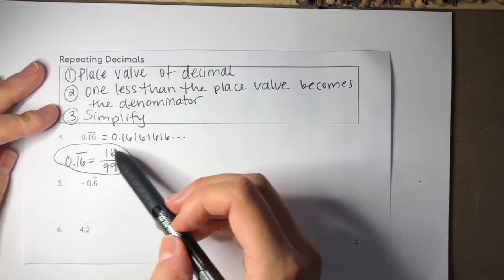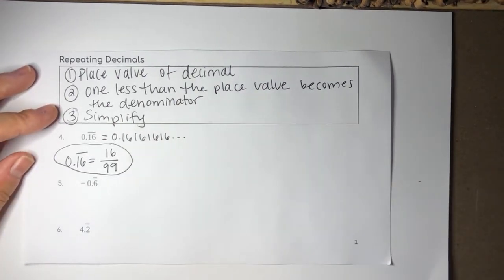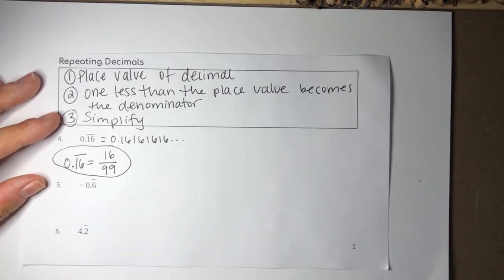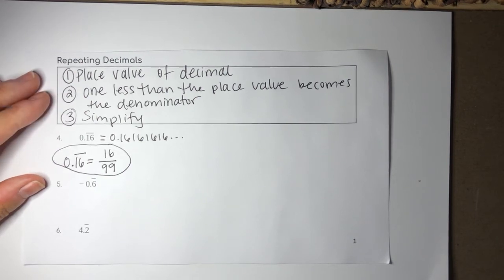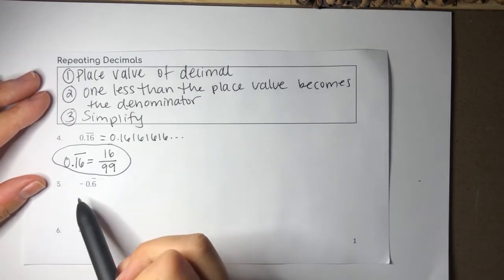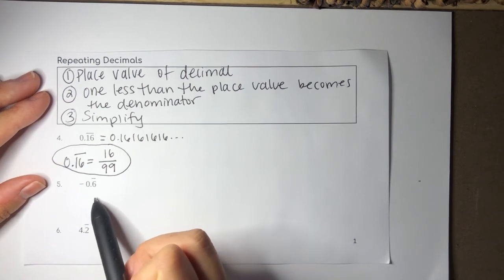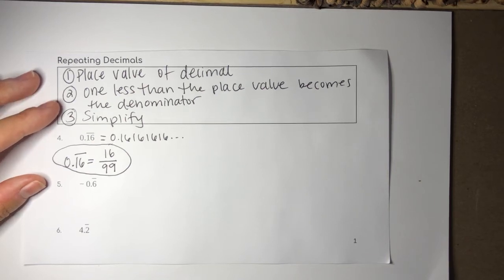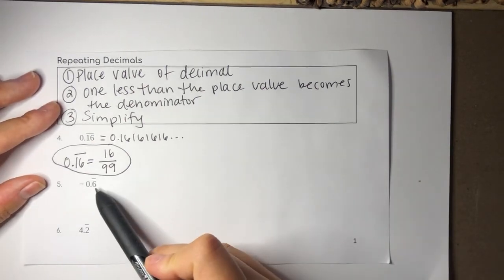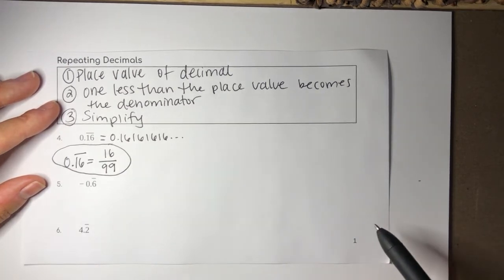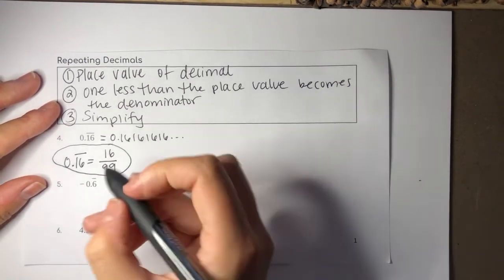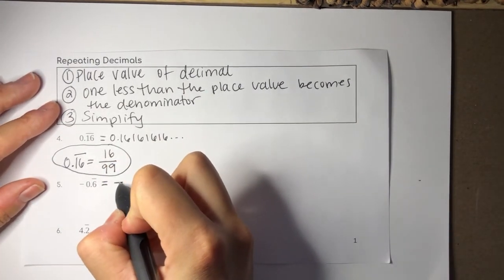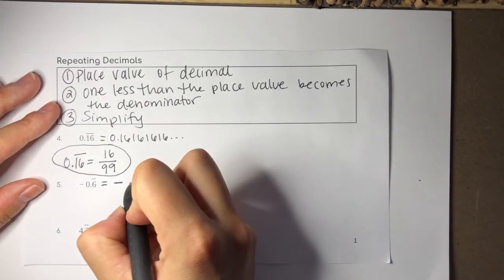So let's check this fraction. Do 16 and 99 have anything in common? And the answer is no, so we're done. Let's do 2 more examples of these repeating decimals. So negative 0.6 repeating would be the decimal negative 0.666666666 forever. So I know that I can't figure out where that decimal is going to stop to use its place value. So I'll use this little trick. I know it's going to say negative when it's a fraction because we're equivalent.